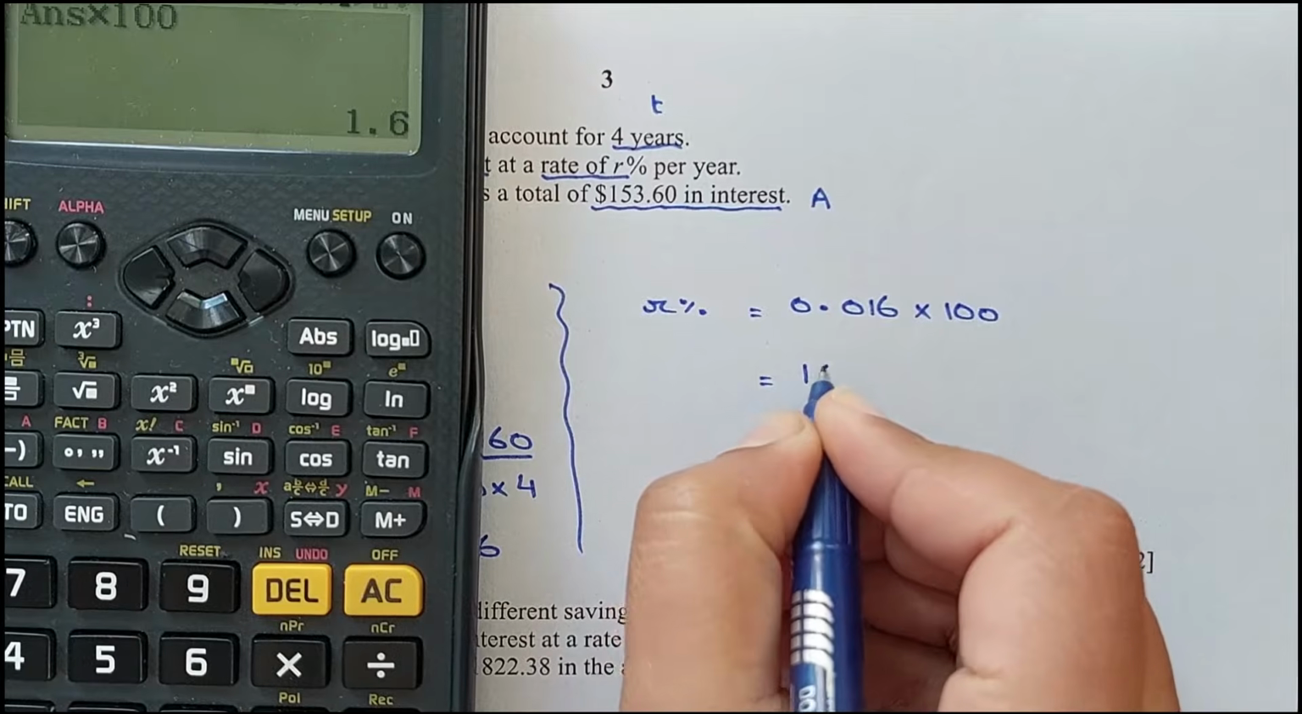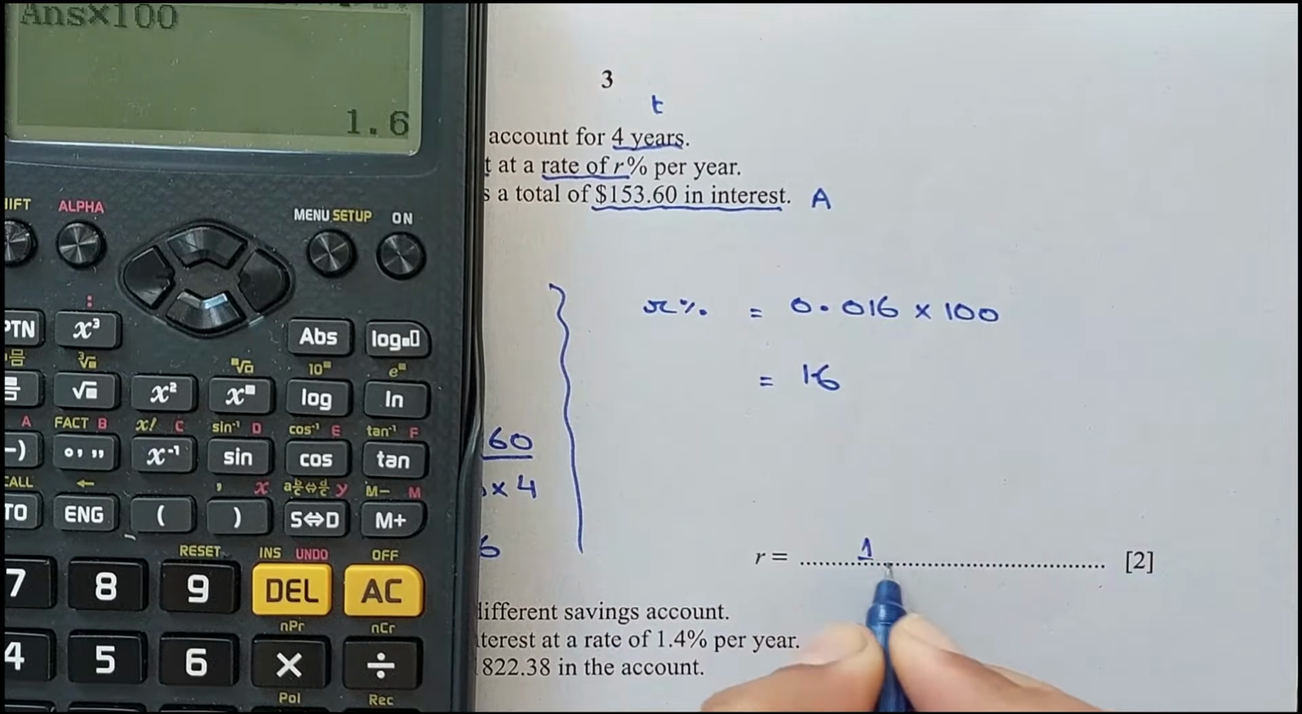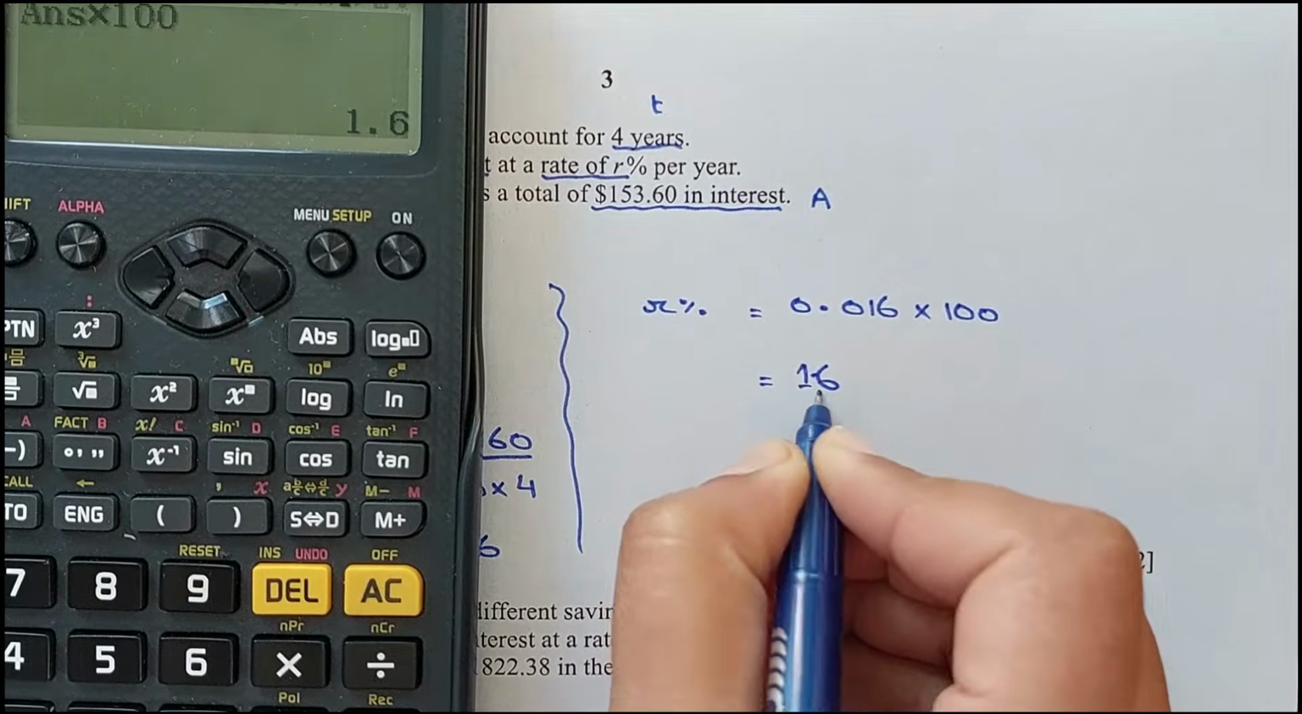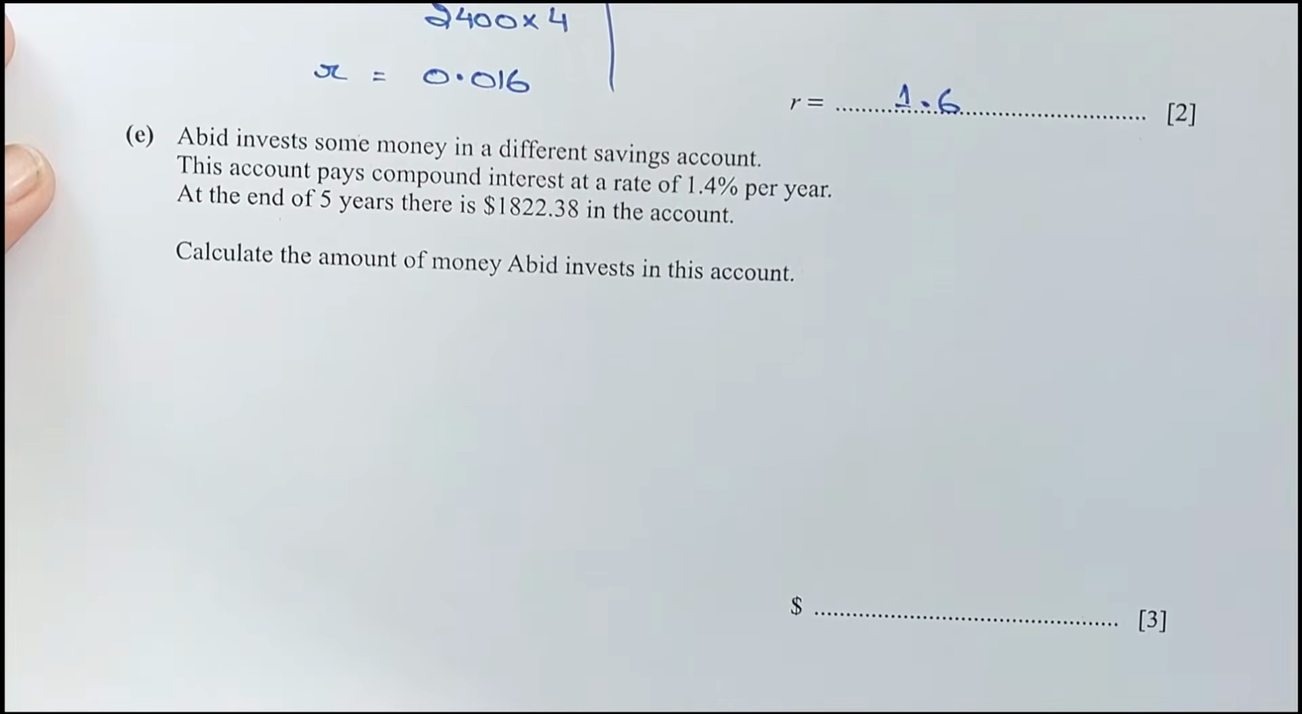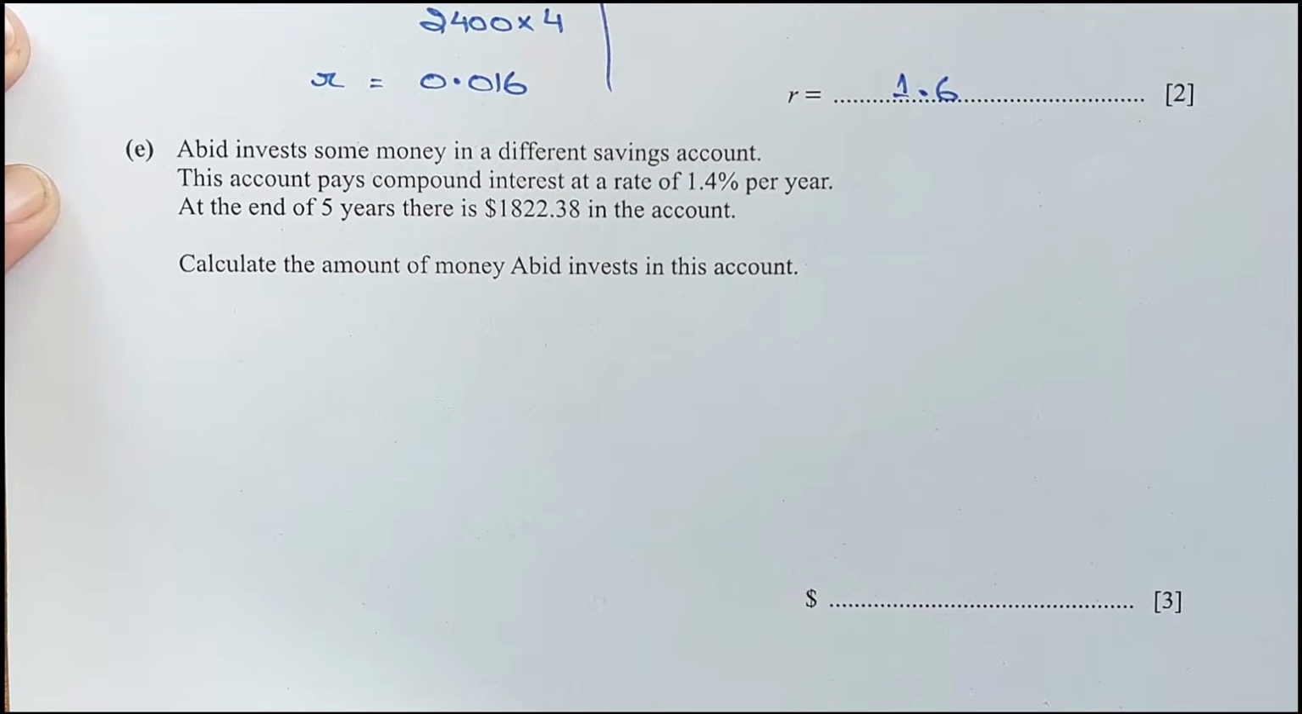1.6%. Yes, R is 1.6%. Right. Now moving to part E.